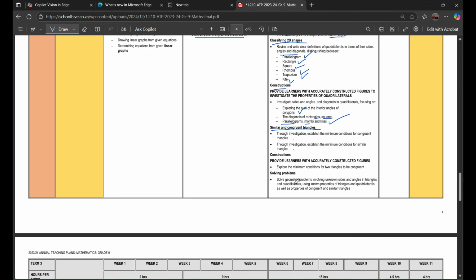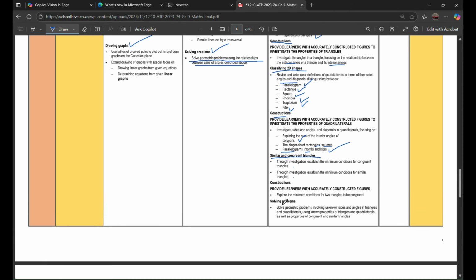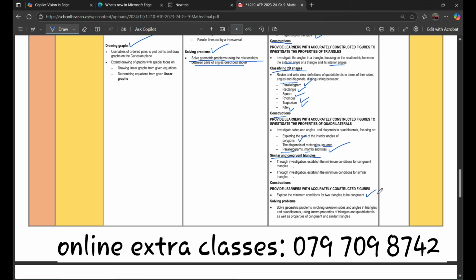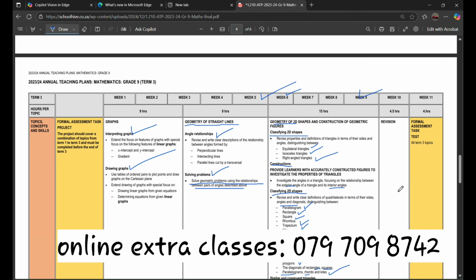Within the construction that you're going to learn, they will provide learners with accurately constructed figures to explore the minimum condition for two triangles to be congruent, which works more on you solving problems.